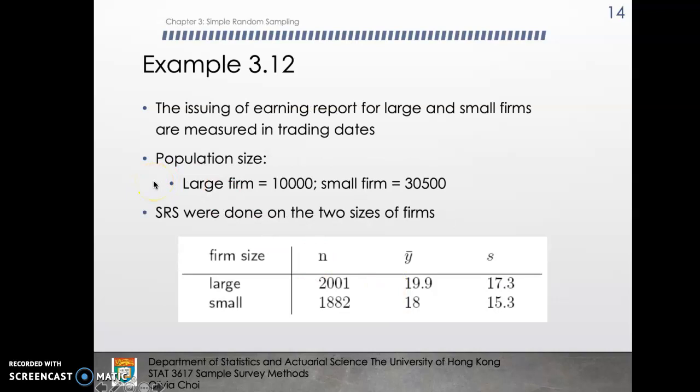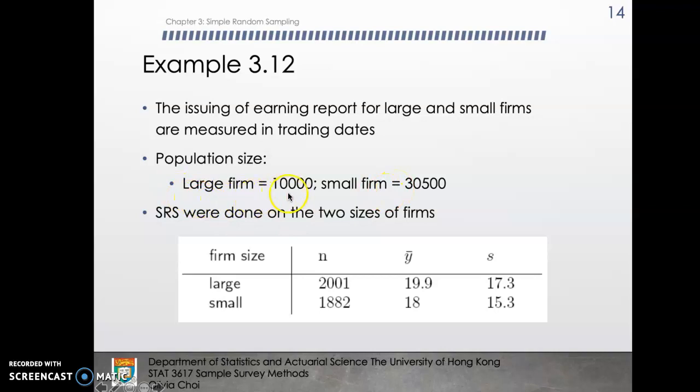Let's look at example 3.12, the issuing of earnings reports. During the earnings reporting season, the larger firms and the smaller firms report their earnings during the year or half year. We want to see if there is a significant difference in mean earnings between the larger firms and the smaller firms. We usually apply that in financial markets to look at big cap firms versus smaller capitalization firms.